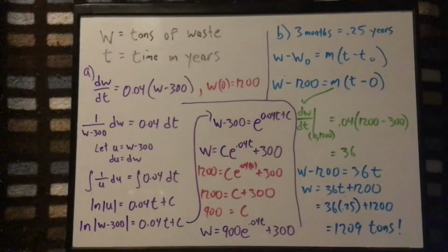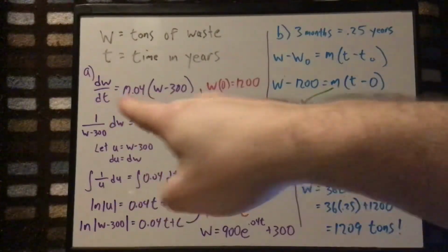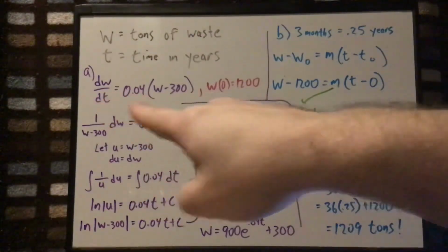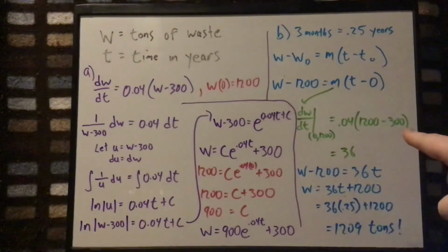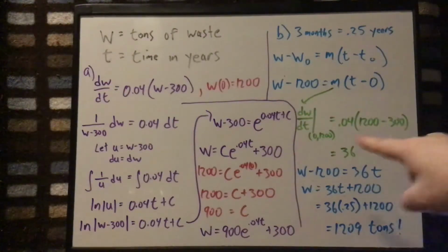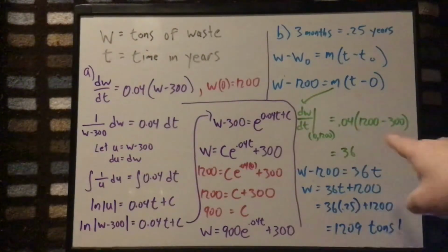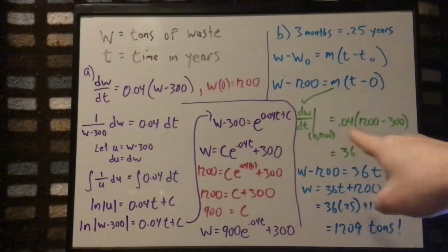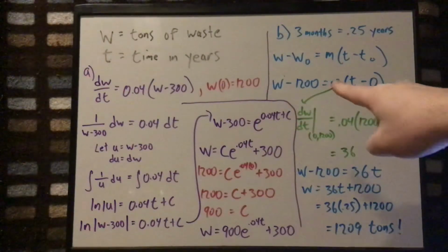So I took those two values and plugged them into this equation. So this is the general derivative. And when I plugged it in, it's only in terms of w. So all I had to do was plug in the 1200. It doesn't have a t in it. So I plugged in the w and solved for what the slope is. Calculating this number gives me 36. So that's the slope.